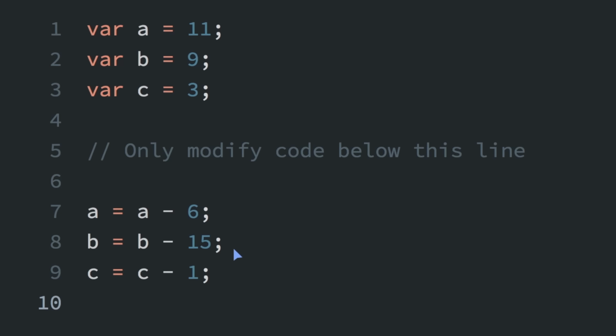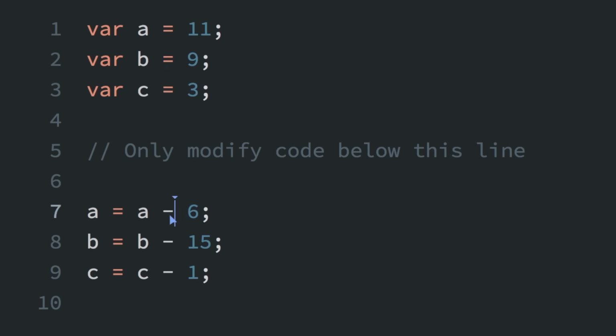Previously, we learned about plus equals. Well, minus equals does the same thing, but subtracting. So this says a equals a minus 6. We started at 11. Minus 6 is going to be 5. So the new a is going to be 5. But we can shorten that.